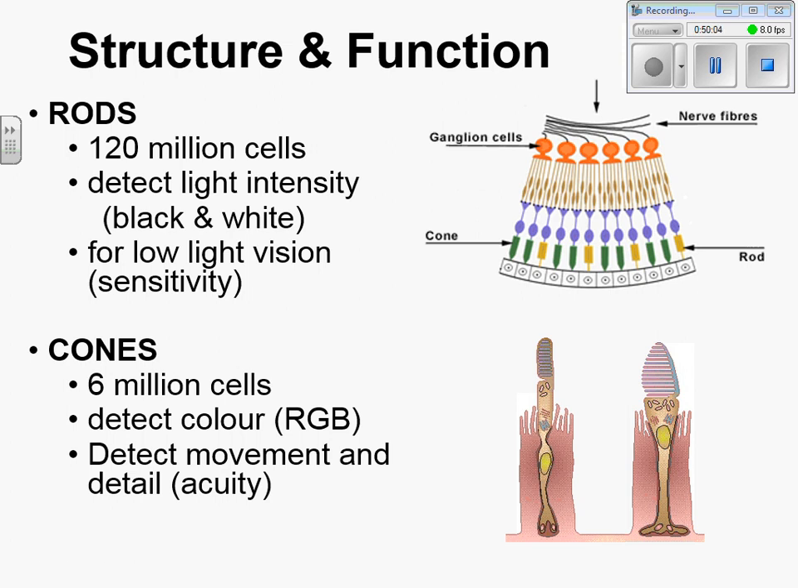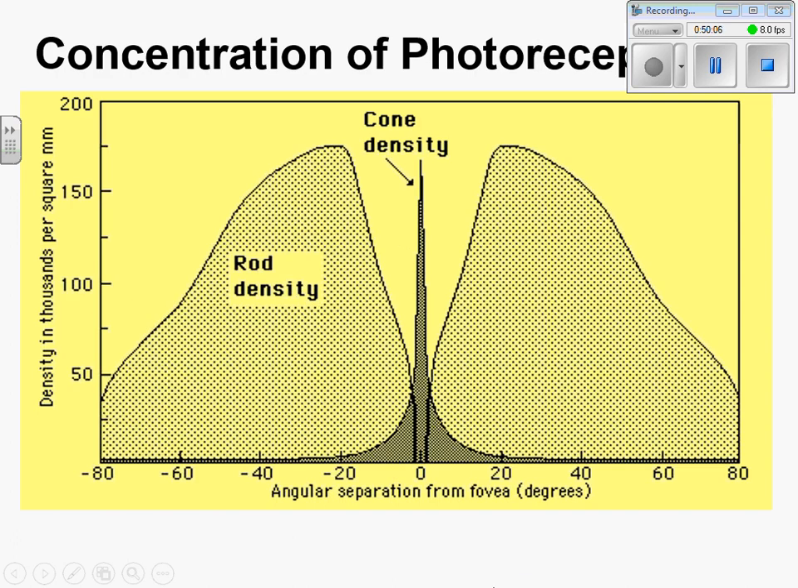There aren't that many of them, but they are packed in, particularly to one place. And if you look across the retina, you get this sort of effect. So at the outer parts of the retina, you've got mostly rods, but then when you come to the fovea, you've got this peak of cones and no rods. So that's the bit, when you're concentrating on something, the light falls on the fovea.